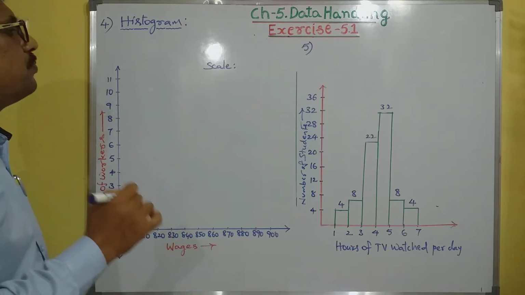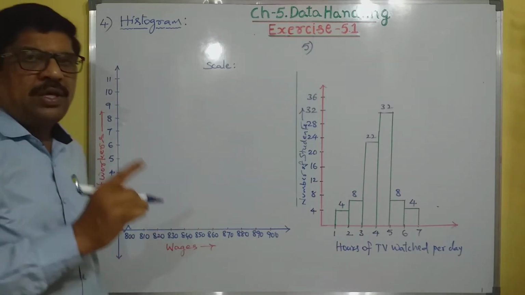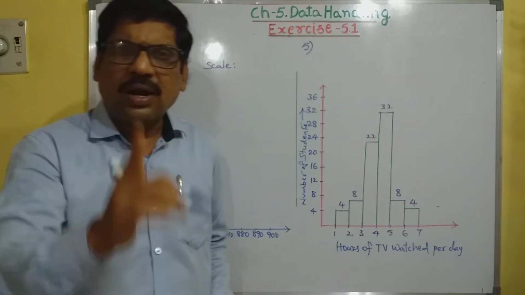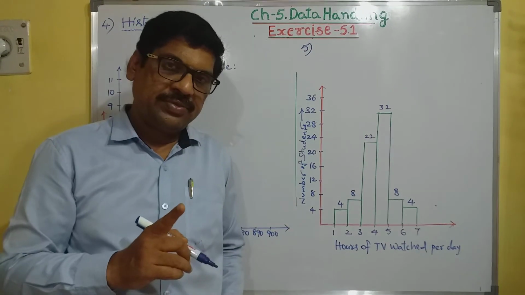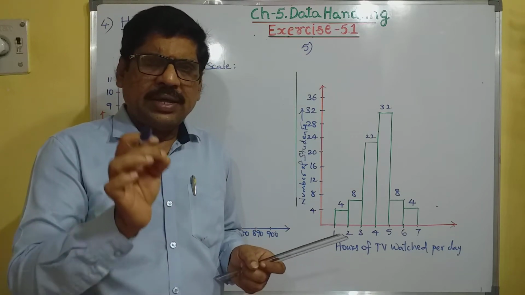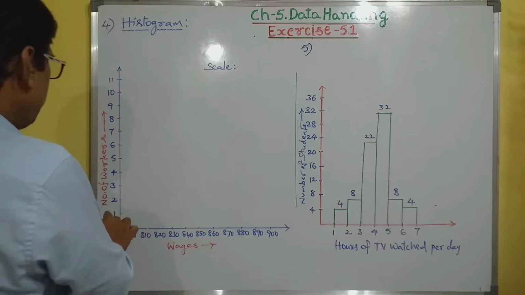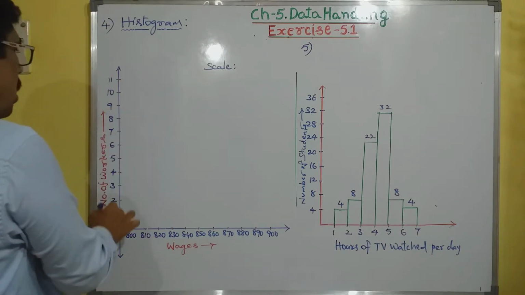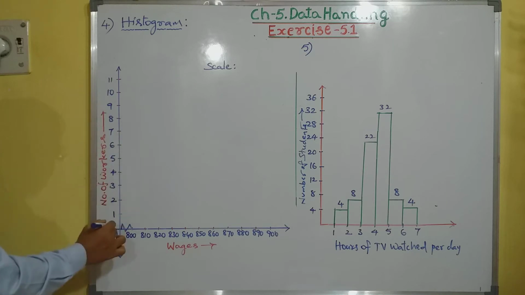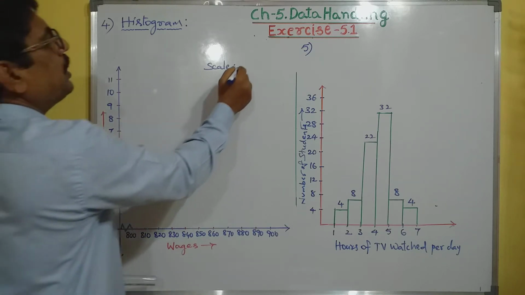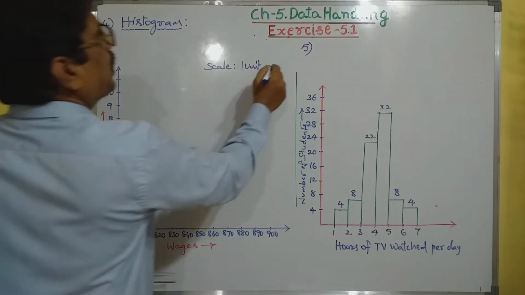Now the frequencies we have to take on the y-axis. Look at the frequencies in the third column. The maximum frequency is 9. There are very small numbers in the frequencies, so I have taken the scale on the y-axis as 1 unit. Here the scale is 1 unit equal to 1 worker.